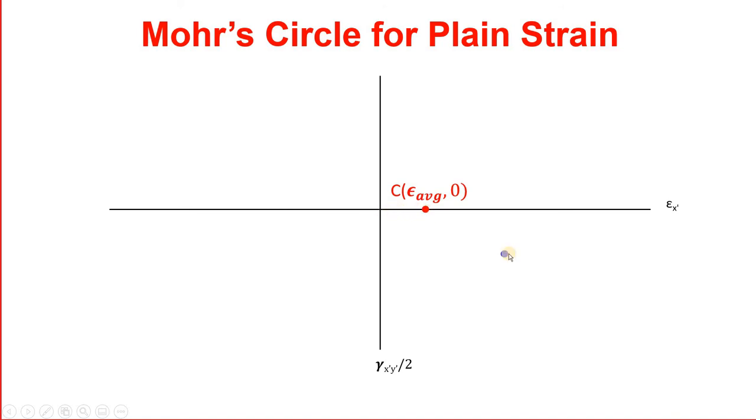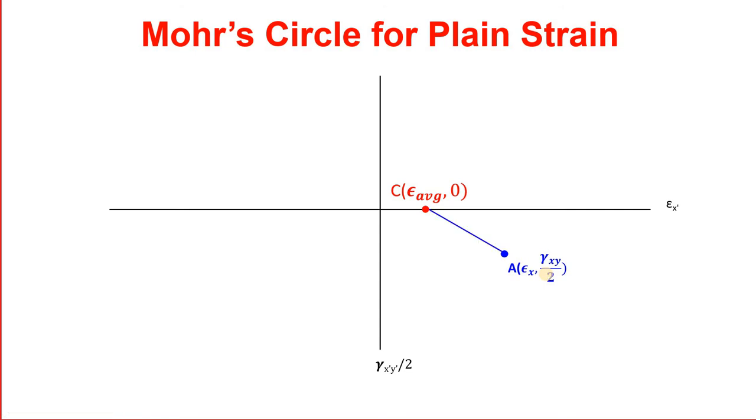This blue point is your reference point A. So point A is the state of strain. Point A gives you information of normal strain and shear strain corresponding to 0 degree angle.